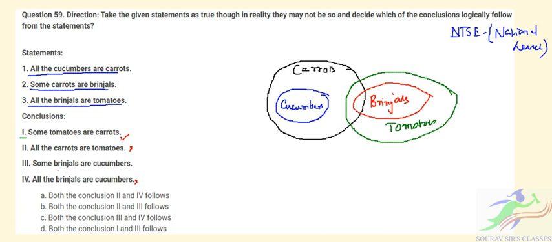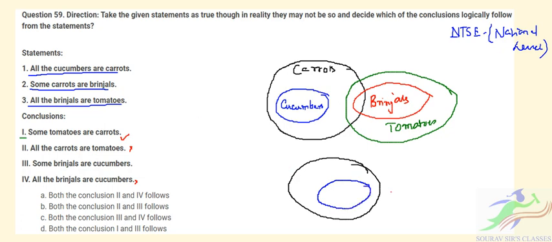But you can check option 3, that some brinjals are cucumbers. It has not been mentioned in the statements. Suppose we have the carrots over here, so that's why it was different. We have these cucumbers over here, next we have the brinjals, and then the tomatoes will also be here. If option 3 is to be true, then this figure has to be correct.